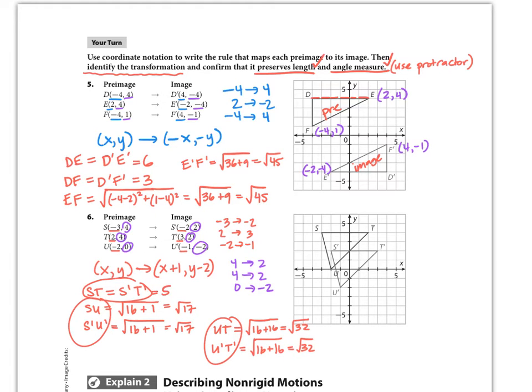And also, I didn't show it here, but you can use a protractor to confirm that the angles are all the same. So the measure of angle S should be the same as the measure of angle S prime, and so on with the other 2 pairs of angles.